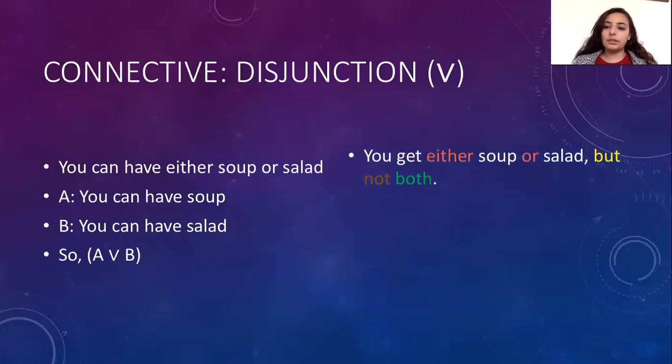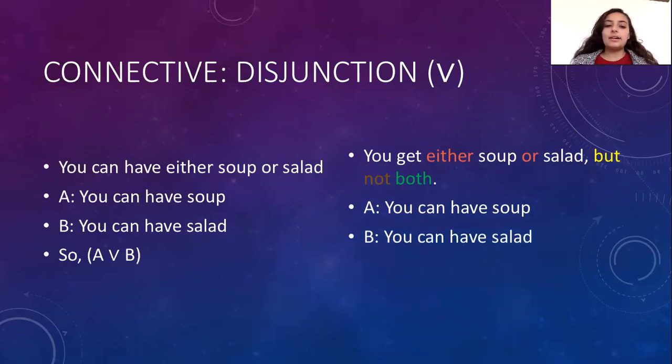But let's take a look at this example. It's a little bit more complicated. You can get either soup or salad, but not both. There's a lot going on in this sentence, but the first part is pretty much the same as the first example. So you get either soup or salad. We already know that we can separate off the atomic sentences as A, you can have soup, or B, you can have salad. But now for the but not both section, we don't need to come up with another letter C. All we have to do is get a little creative.